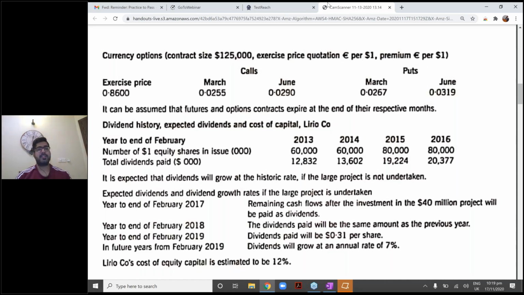Okay, so it can be assumed that futures and options contracts expire at the end of the respective month. So I told you it's 30th March, 30th June. So they always expire at the end of the month. Then you are given dividend history for 2013, 14, 15, 16. It is expected dividends will grow at historic rate. Dividend growth rates are given, and cost of equity capital is 12%.